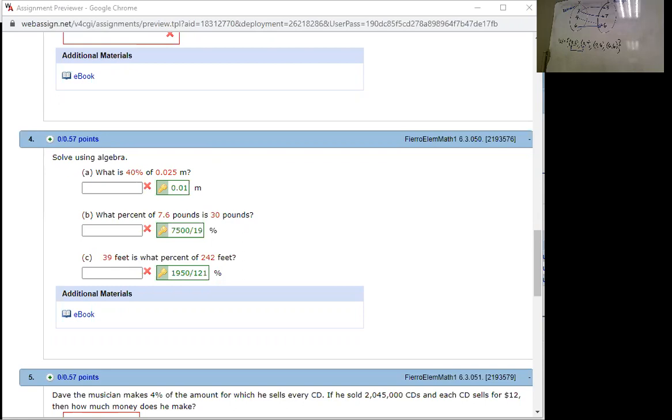Now for the B part. 24 chirps. Okay. So here we're trying to estimate the temperature when the cricket chirps 24 times in 15 seconds. So your n is going to be 24. And then we just substitute 24 in place of n. So it'll be 24 plus 40 or 64. So the temperature is about 64 degrees Fahrenheit.